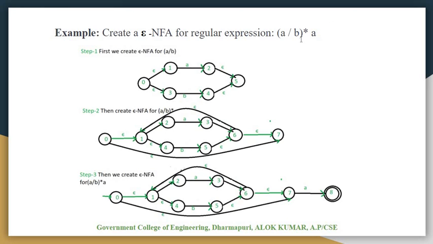After that we have concatenated A also. After this, here A also we have added, and here we have made this one the final state and 0 the initial state. So this one is an epsilon NFA for (A or B) closure A.